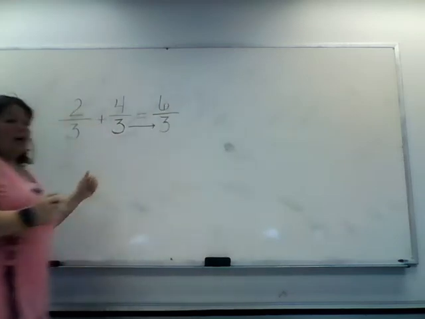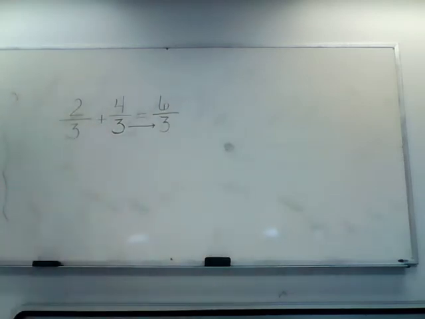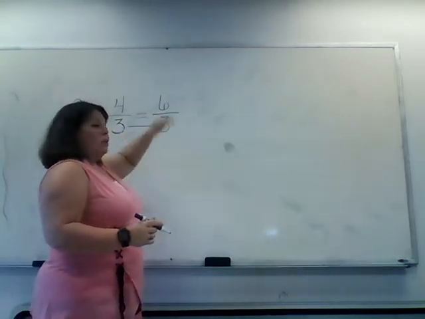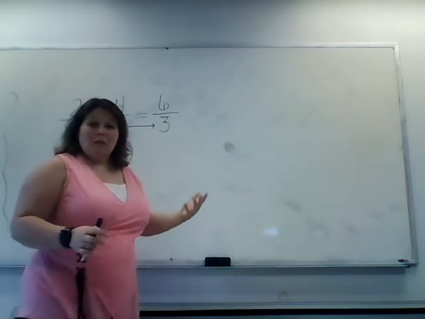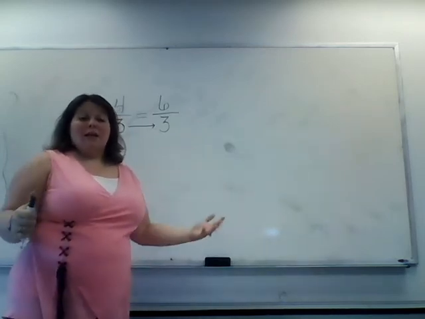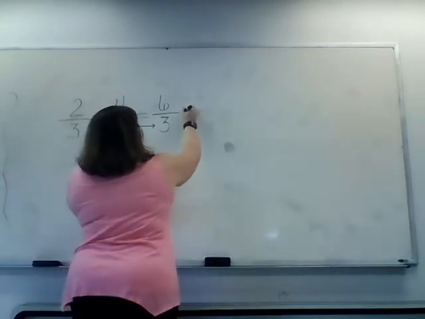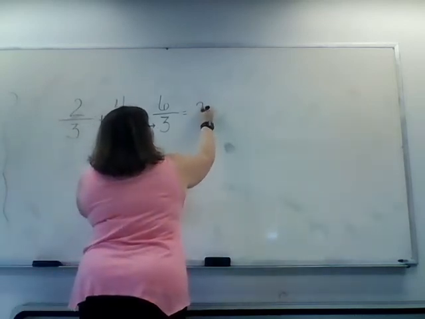So now we still have an improper fraction that we have to deal with because the top number is bigger than the bottom number. If you remember from our previous video, the way that we fix this is we divide the bottom number into the top to see how many times it'll evenly go in. Luckily, we know 3 times 2 is 6, so our answer is going to be 2.